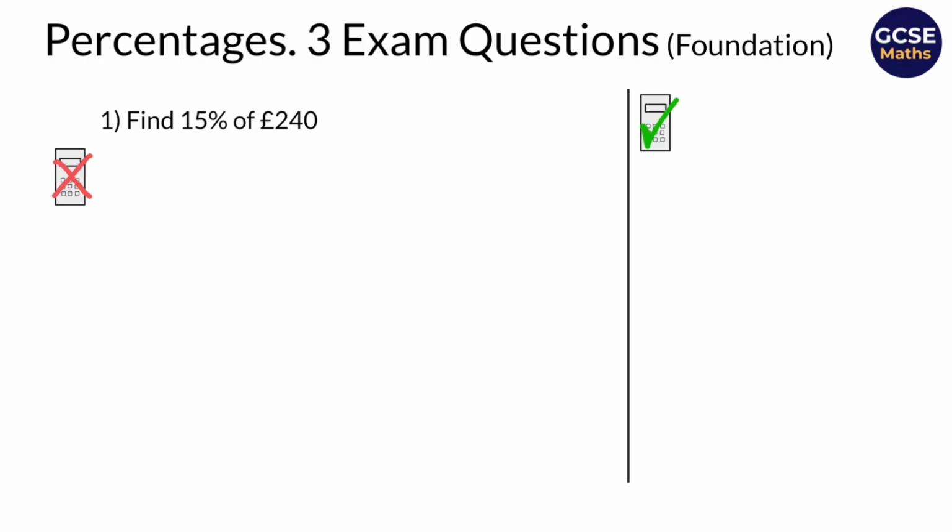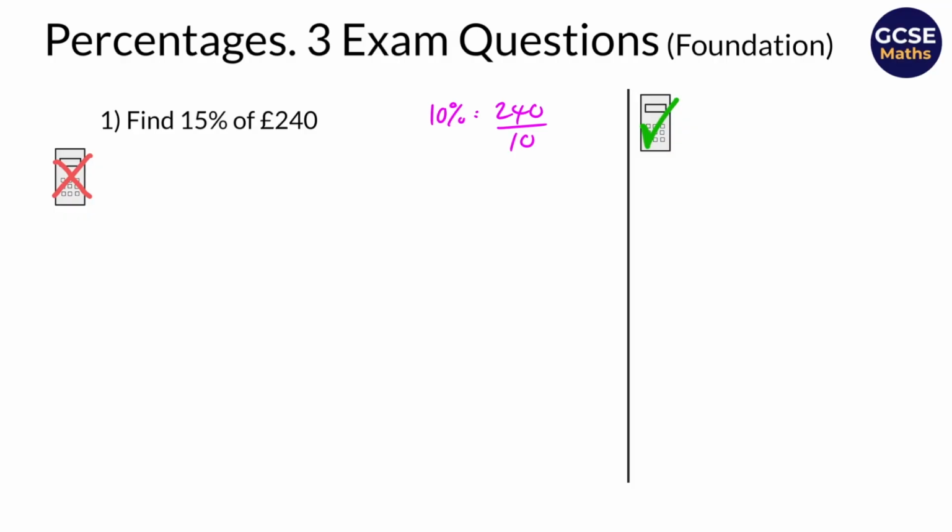Most students lose marks on percentages, especially these types of questions. Let's go through the ones that come up most years. So in this question, we're asked to find 15% of £240. The best way of doing this is breaking it down into easy to manage chunks. So take the 15% and make it a 10% and a 5%.